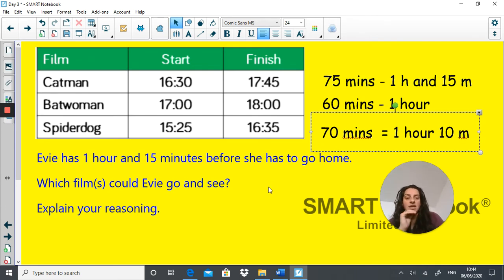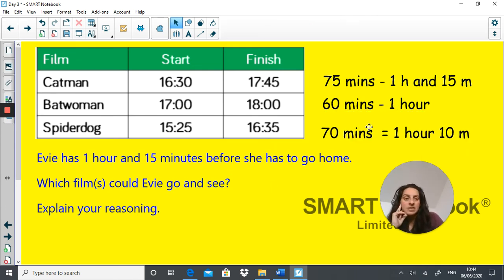Now, if Evie has 1 hour and 15 minutes before she goes home, she can watch Catwoman. She can also watch Batwoman because she still has 15 minutes to spare, and she can also watch Spy Dog, and she'll have 5 minutes to spare. So actually, Evie can watch all three. Now, what made it easier for me was to convert it into hours and minutes, because that's the unit of measurement that they've given me when they asked the question. So hopefully you picked up on that as well.